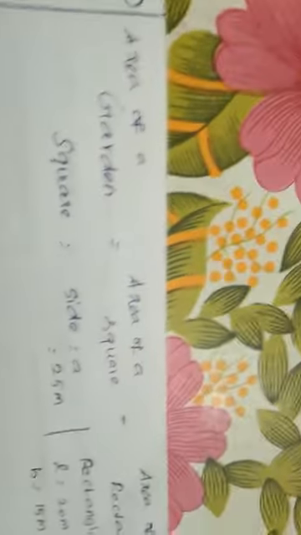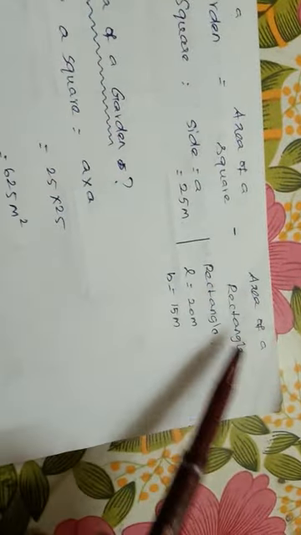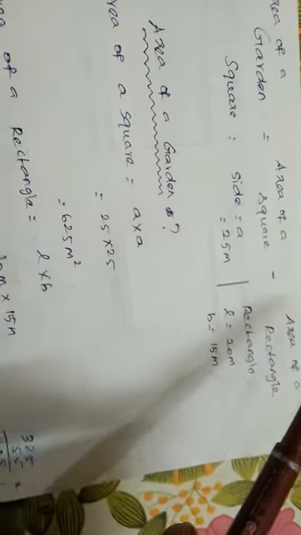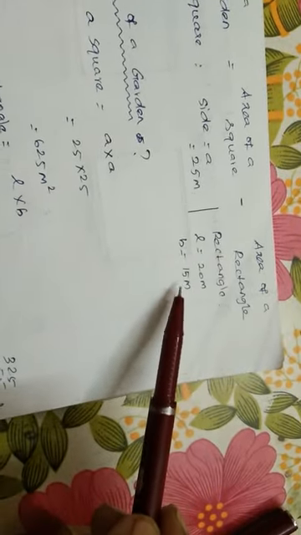So that is, area of the garden equals area of the square minus area of the rectangle. We need to remove the house area, because we are going to construct only the garden area. Garden area only we are going to find. Square side is given as 25, and the rectangle L value 20, B value 15 as given. Now the area of the garden we need to find.